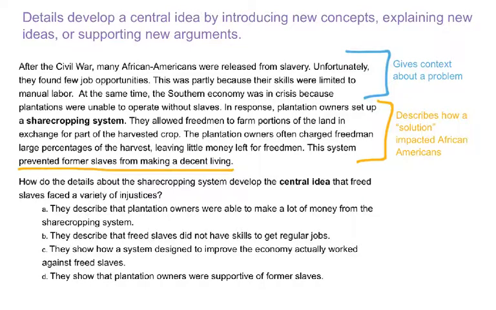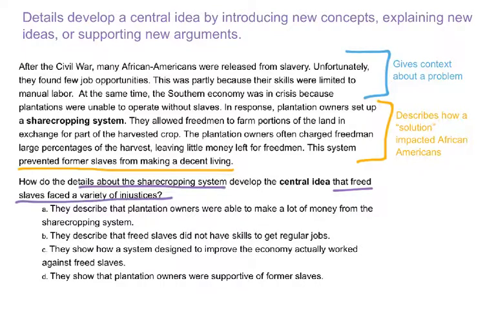It's important to read the question closely. It asks, how do the details about the sharecropping system, in other words, the orange details in the second half of the text, develop the central idea that freed slaves face a variety of injustices?